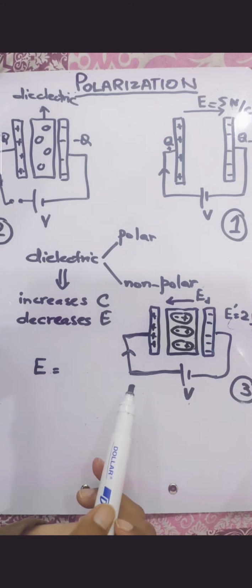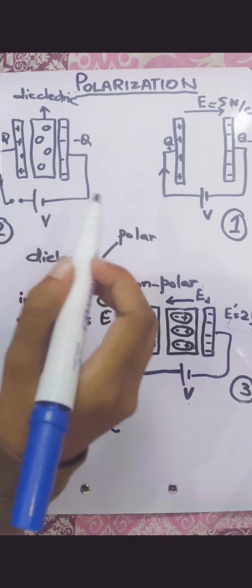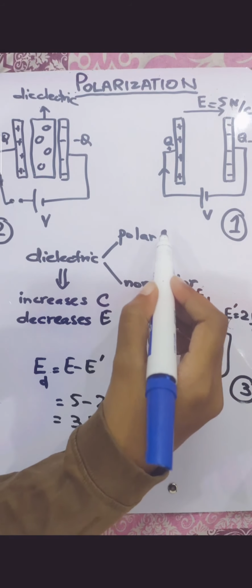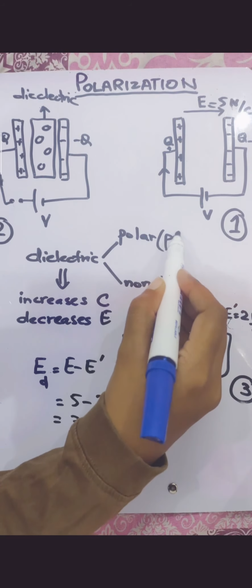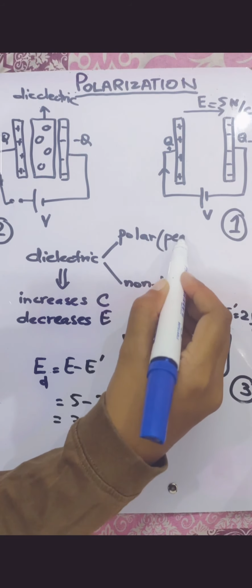Dielectrics are of two types, polar and non-polar. Polar molecules or polar substances, as the name indicates, are substances which must have a permanent dipole, right? And what is meant by permanent dipole? Permanent dipole definitely means that this dipole has been created all the time, right?